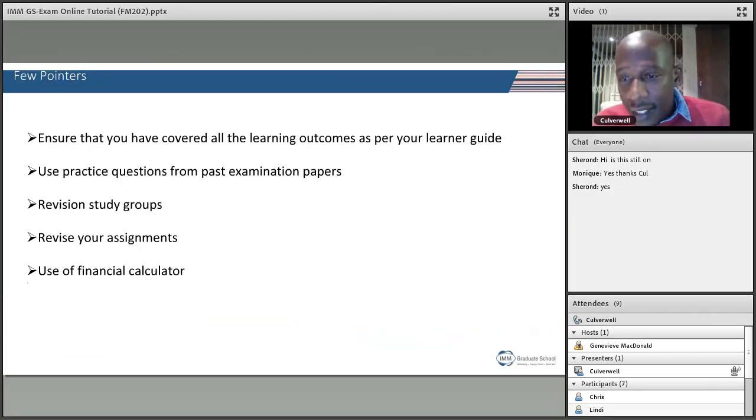So just a few pointers that I would give you guys as you prepare yourselves for this final exam. One should ensure that you have covered all the learning outcomes as per your learner guide. It is so important to cover all your learning outcomes as per your learner guide. Secondly, you should use practical questions from past examination papers. Remember, reading through some of the concepts in the learner guide, sometimes it is also very important to actually look at practical questions. Remember, Financial Management 202 is more practical than not. So you need to go through past examination papers.